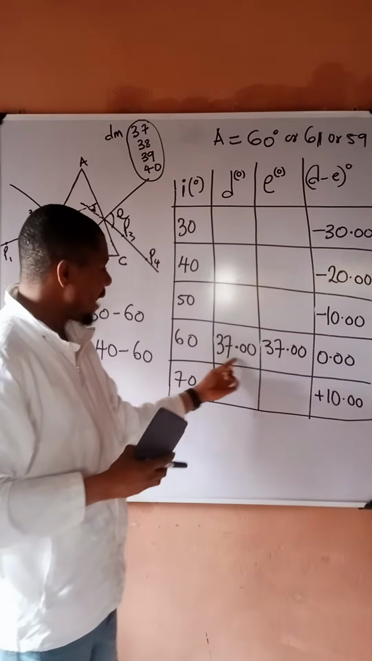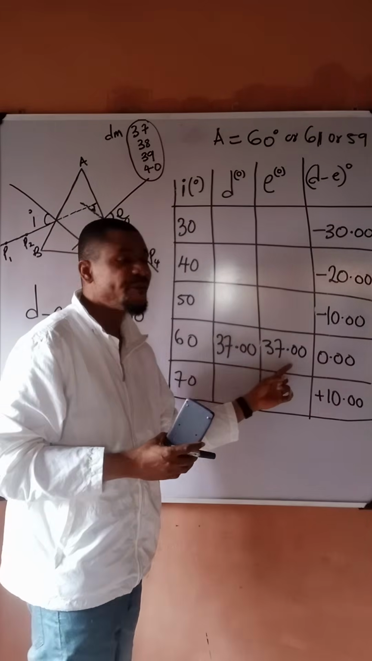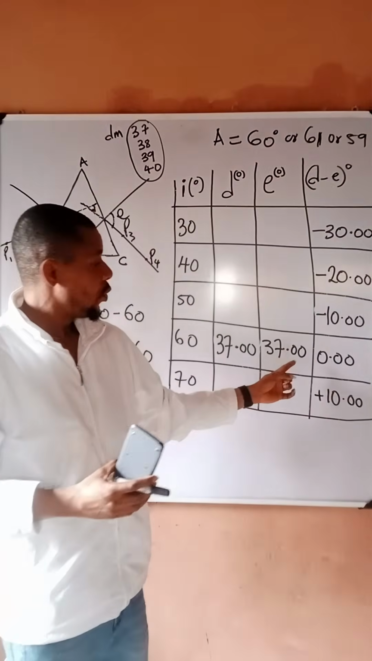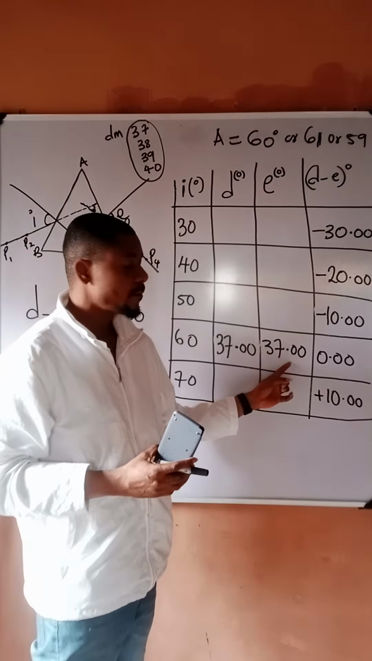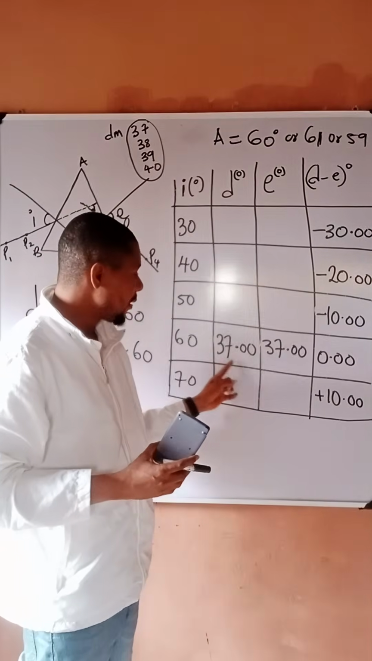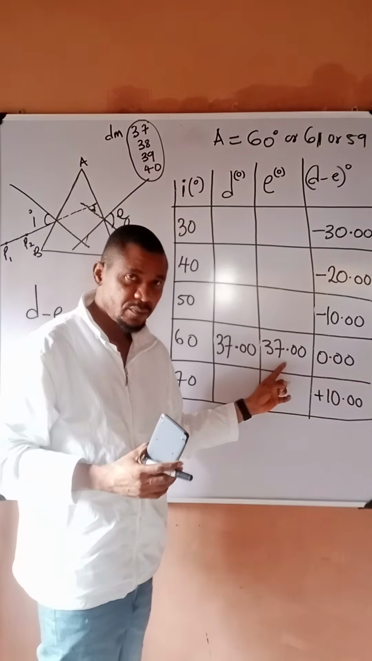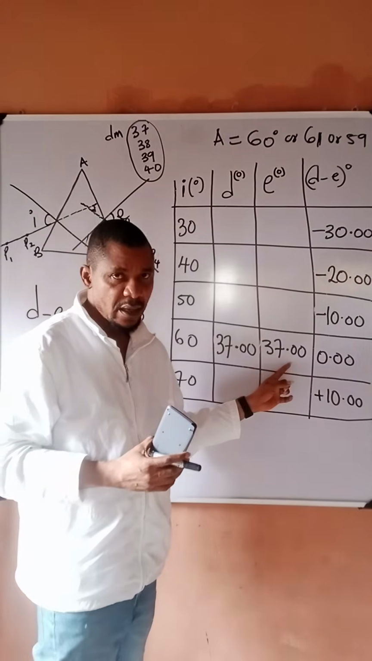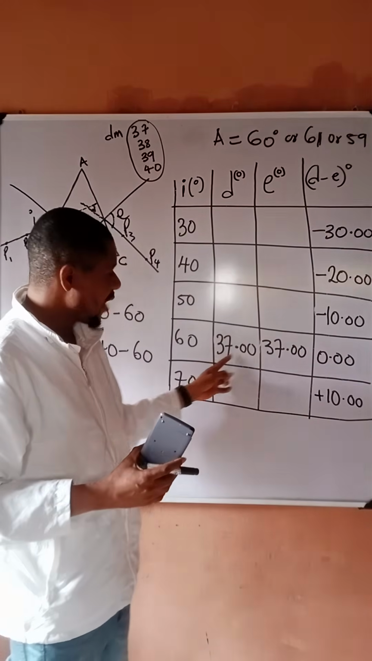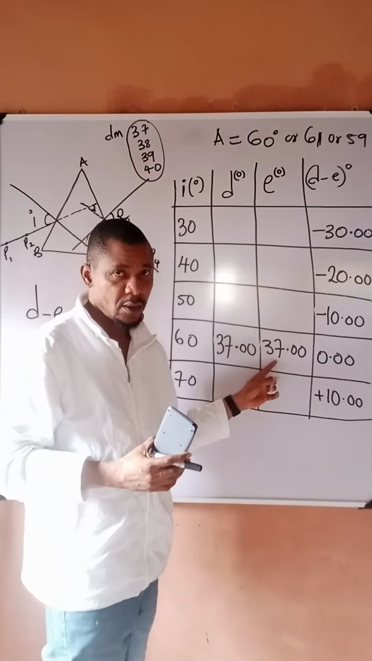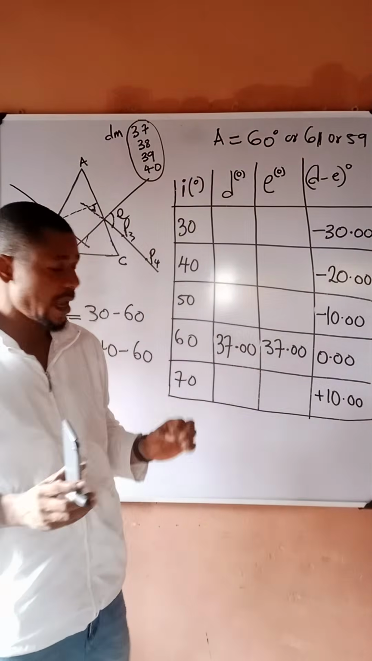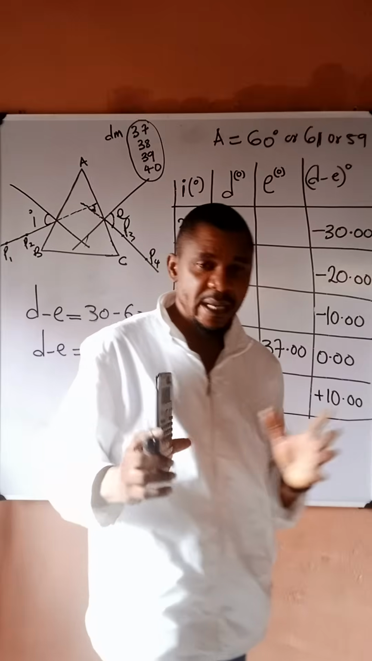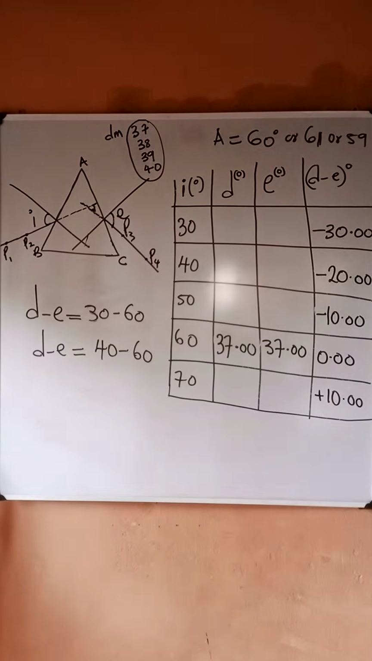So that this point and this point must be the same if you are manipulating. You have to be careful. Here will be 37, here will be 37. If here is 38, here should be 38. If here is 40, here should be 40. Okay? You don't need to make that mistake, because if you make this mistake, it will affect the entire readings.